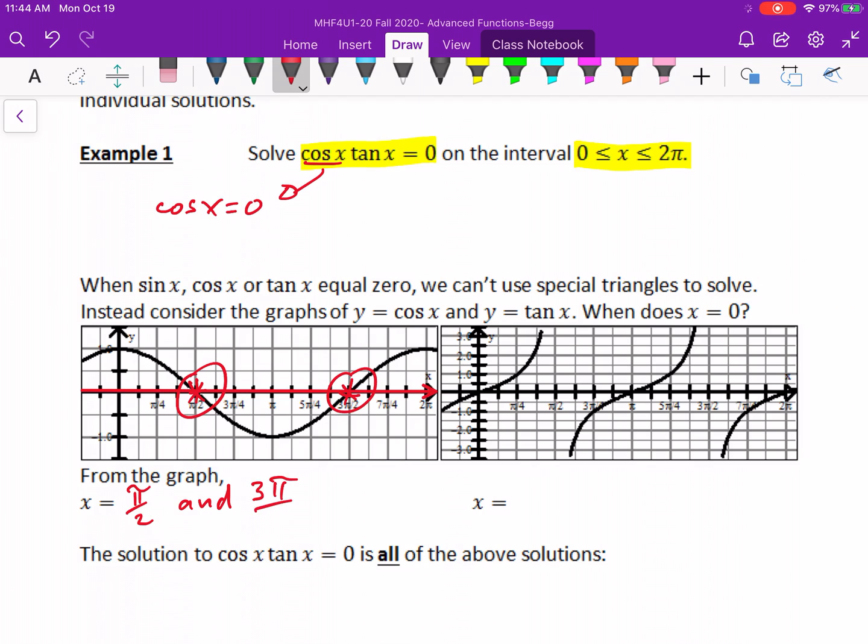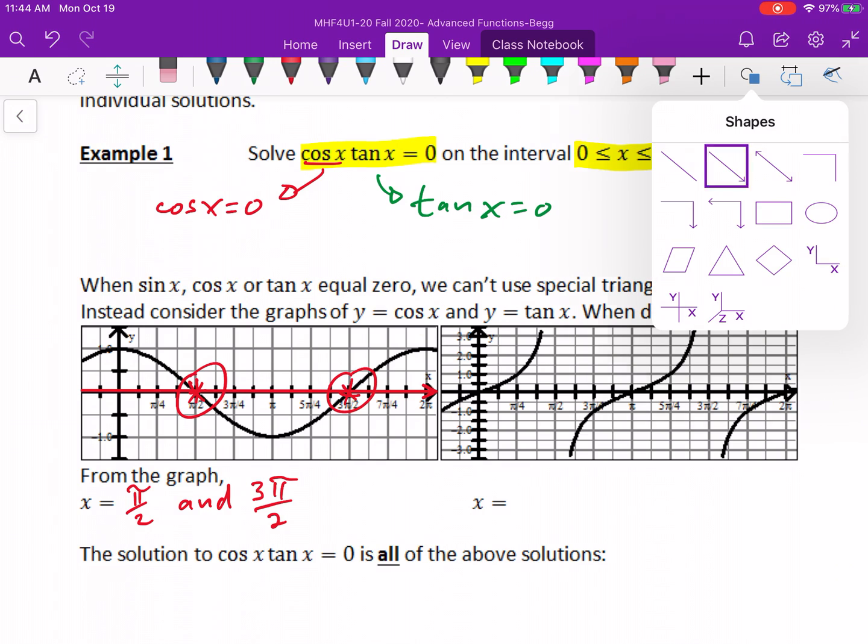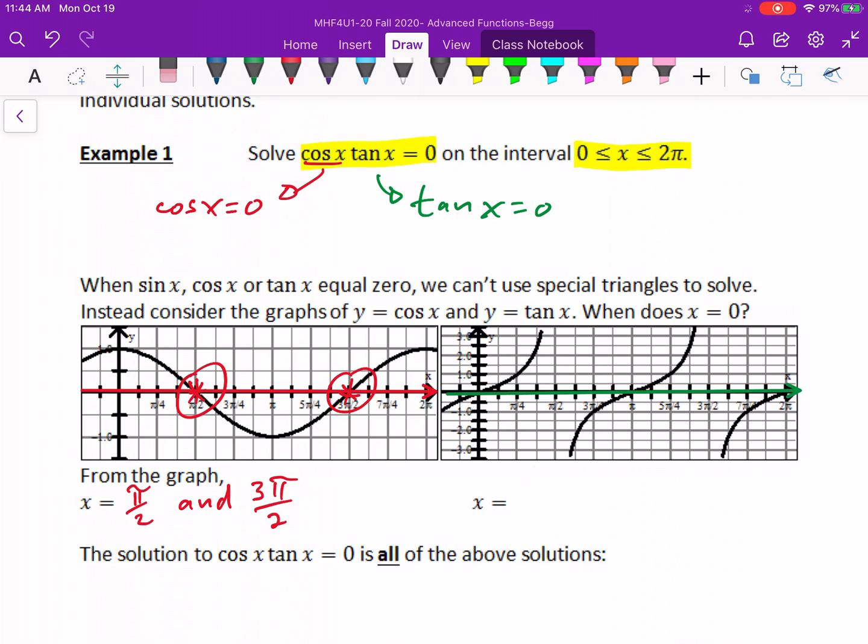So if you plug in those numbers, pi over 2 or 3 pi over 2, into cos x, it will equal 0. We're also checking to see when tan x equals 0. That's our other factor. Again, that just means we're looking where it crosses the x-axis. And in between 0 and 2 pi, we can see that happens in 3 different places. At 0, at pi, and at 2 pi. Again, plugging any one of those 3 in would give us tan x equals 0.